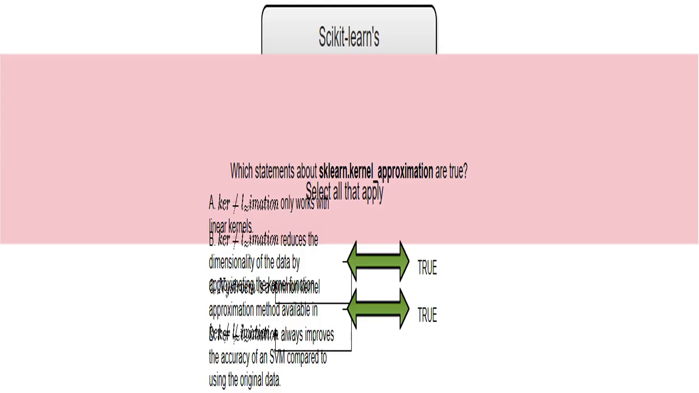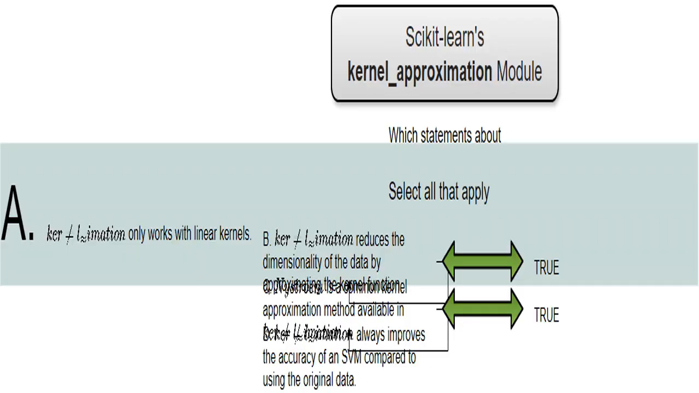This question asks you to identify true statements about scikit-learn's kernel_approximation module, a tool used to speed up support vector machines, SVMs, by approximating kernel functions. It's a multiple-choice question where you select all the correct options. Let's tackle this together. I believe this statement is true.